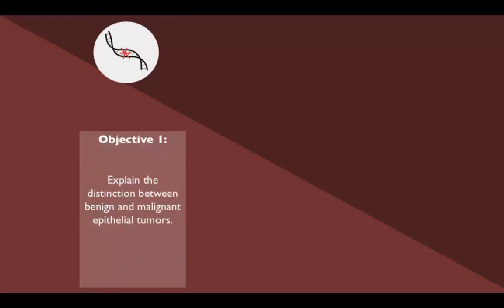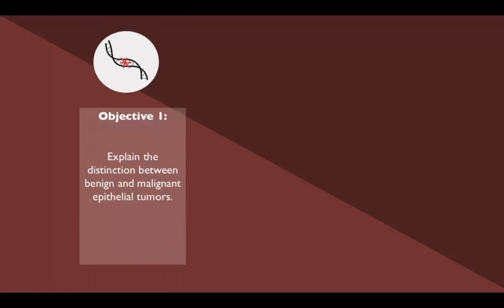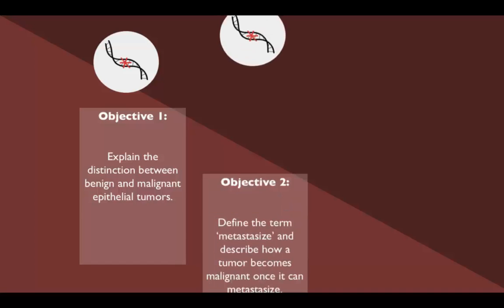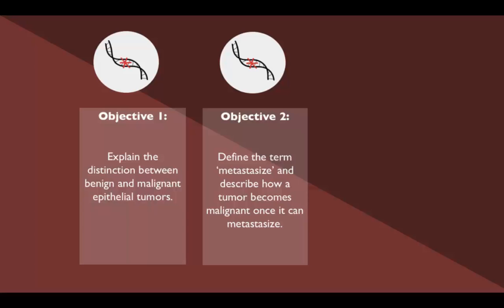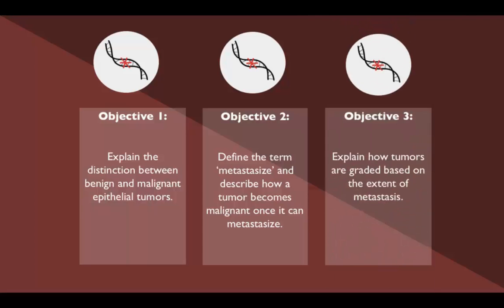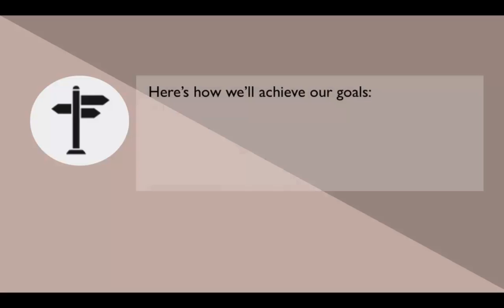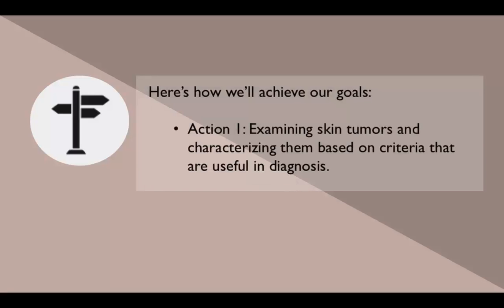At the end of the lesson, the students should be able to explain the distinction between benign and malignant epithelial tumors, define the term metastasize and describe how a tumor becomes malignant once it can metastasize, and explain how tumors are graded based on the extent of metastasis. We will achieve these goals by examining skin tumors and characterizing them based on criteria that are useful in diagnosis.